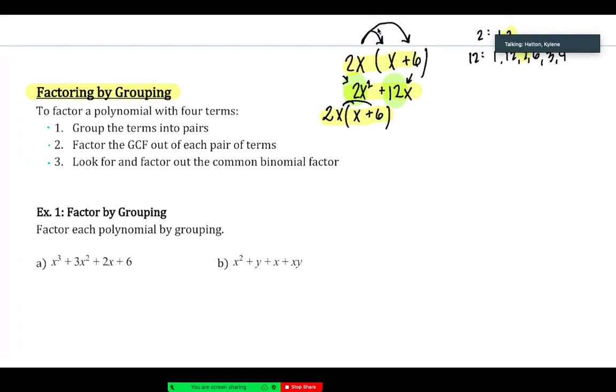So up at the top where it says factor polynomials with 4 terms, these are just steps that can guide you through these problems. Number 1, group the terms into pairs. That literally means pair them together, 2 and 2. Number 2, factor the GCF out of each pair of the terms. And number 3, look for and factor out the common binomial factor.